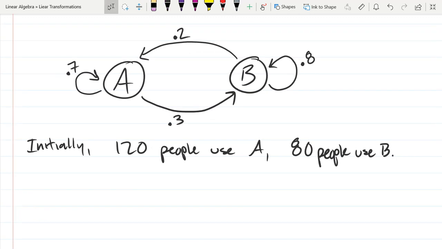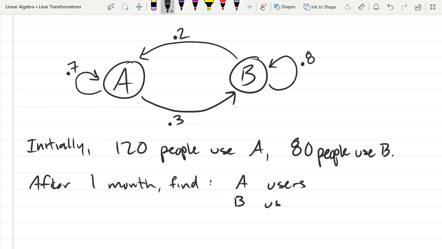All right, so a relatively easy question to ask is, after 1 month, what are the numbers going to be? I'm going to have you answer that. So after 1 month, find A users and B users. If you really need a calculator, you can do that. No shame. We have decimals, in fact. Just from glancing at this, more people are switching from A to B than from B to A. So intuitively, I would expect there to be more using B at the end and slightly less using A, just because of that flow in between. So more people are going to B.